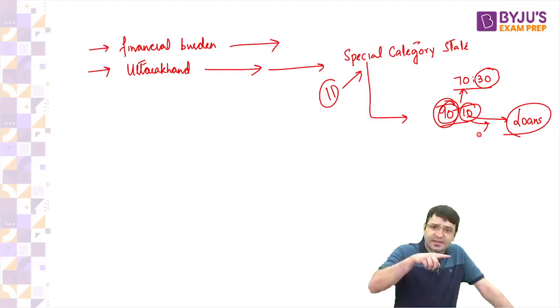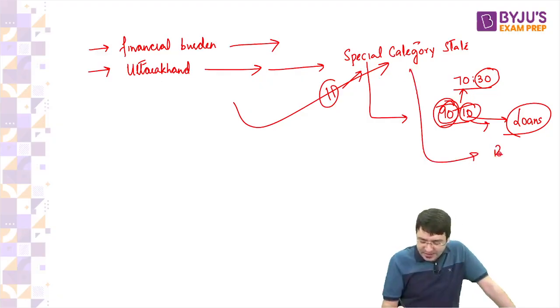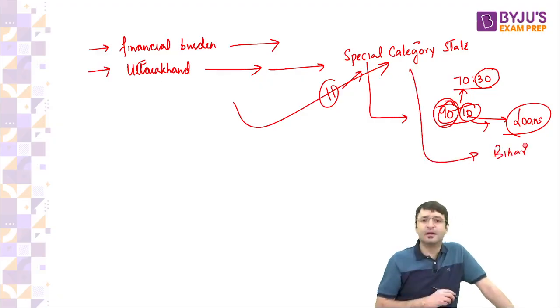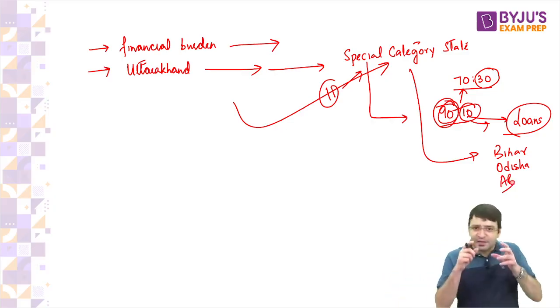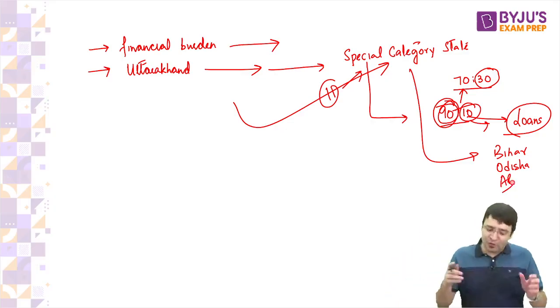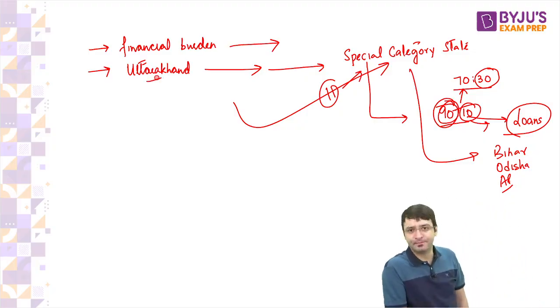So Uttarakhand has developed not because it is small, but because it has special category status. The same special category status is asked for by Bihar. The same special category status is asked for by Odisha. The same special category status is asked for by Andhra Pradesh and Telangana. So if this special category status was not given to Uttarakhand, we may not have seen Uttarakhand developing.